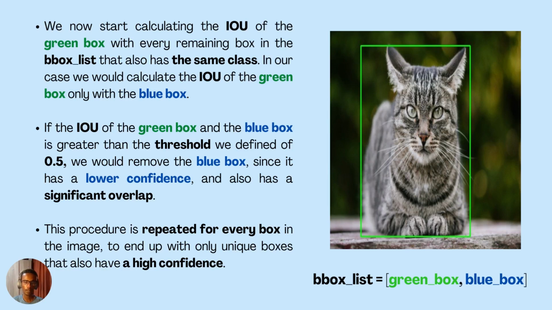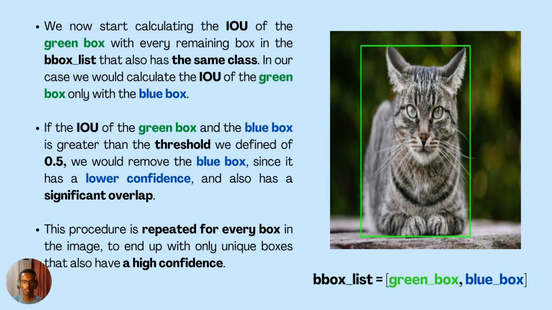So we compare the IOU of the green box with the blue box, as they both belong to the same object, which is a cat. In case you have multiple objects, you might have a lot of bounding boxes with different classes, so we don't compare the IOUs for different classes. So in our case, we would calculate the IOU of the green box and blue box only. And if the IOU of the green box and blue box is greater than the threshold we defined as 0.5, we would remove the blue box since it has a lower confidence and it has a significant overlap.